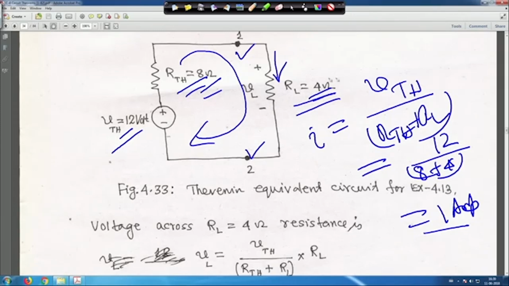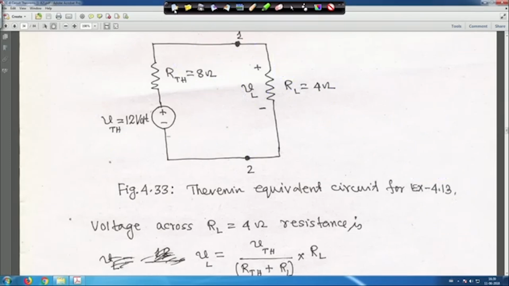If you change the RL to 5 ohm, 6 ohm, it does not matter. If RL is variable and you change the RL to 6 ohm, 7 ohm, 8 ohm like this, you will get the current through RL, because the rest of the circuit will remain the same. So, V Thevenin and R Thevenin, the fixed part of the circuit, will remain the same. This is the advantage of Thevenin's theorem, right.